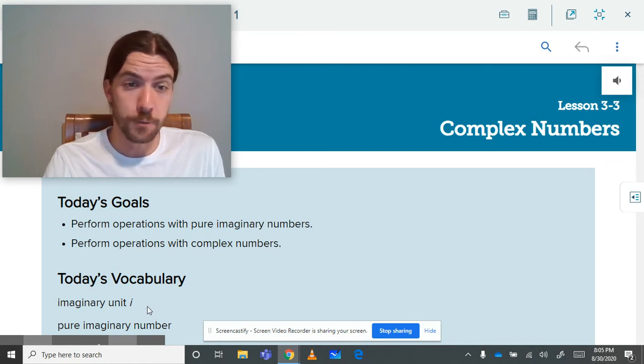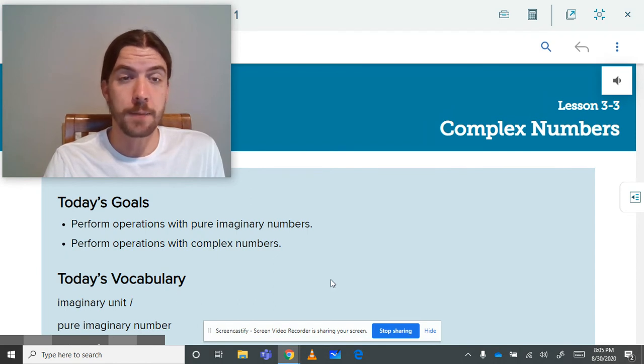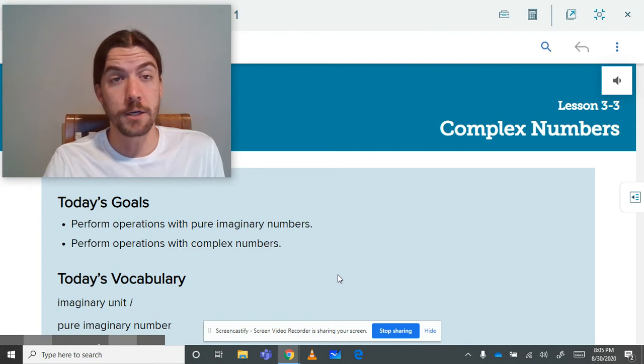Okay, so let that sink in for a moment. You have negative 1, and you say, what is the number that times itself gives me negative 1? Well, since I can't think of any real number, I'm just going to imagine one. And we're going to call that the imaginary unit i.